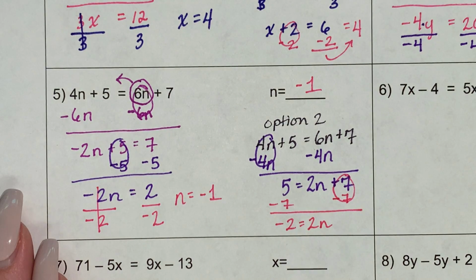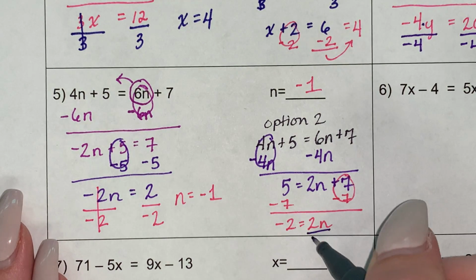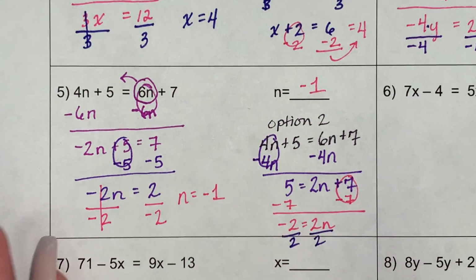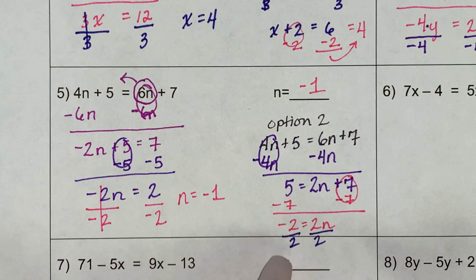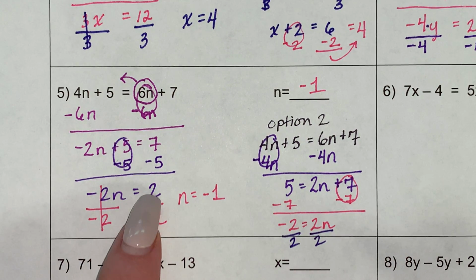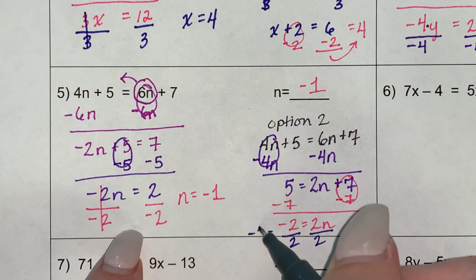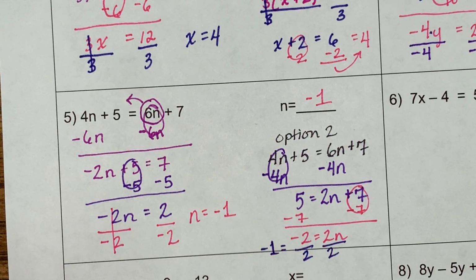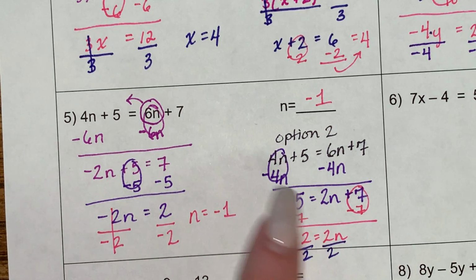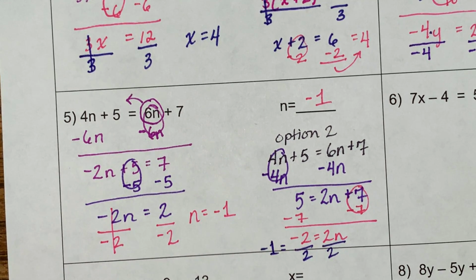And we're still going to end up with the final last steps where we divide both sides. Here we're going to have negative 2 divided by positive 2. Here we had positive 2 divided by negative 2, but we still get negative 1. So it doesn't change your answer, it just changes kind of what the steps look like while you're doing it.